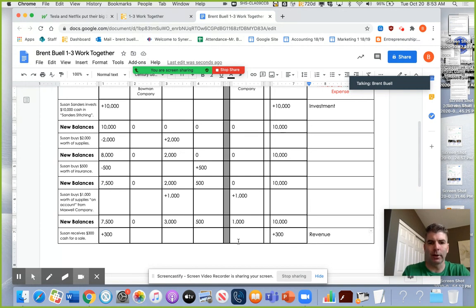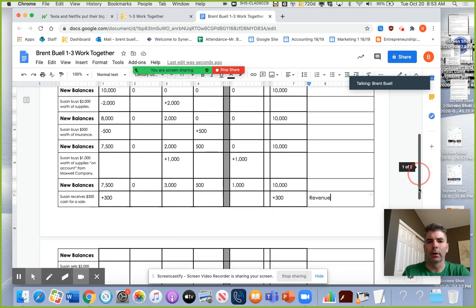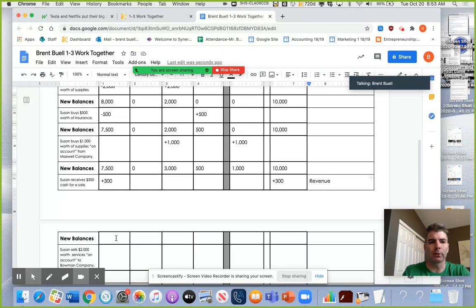So plus 300 there, plus 300. Why did I have to write a word? Because I affected that far right column. And anytime you do that, you got to write a word. Okay, and then we'll carry our new balances down to the second page.